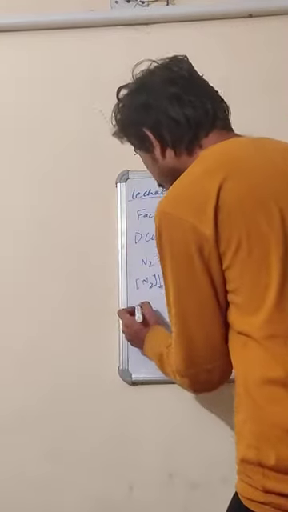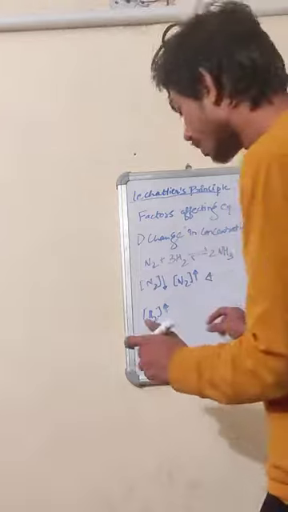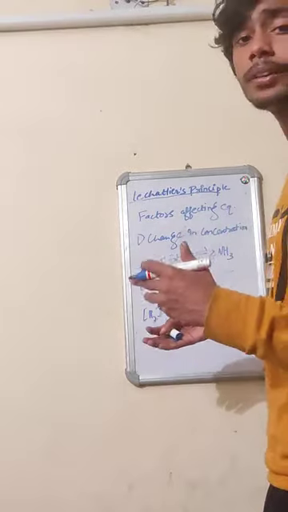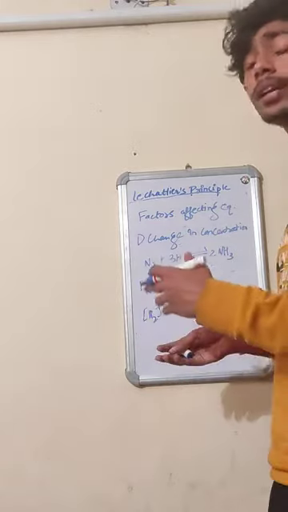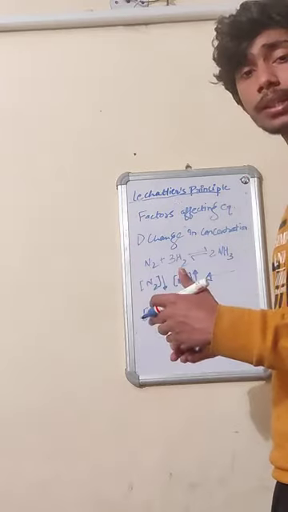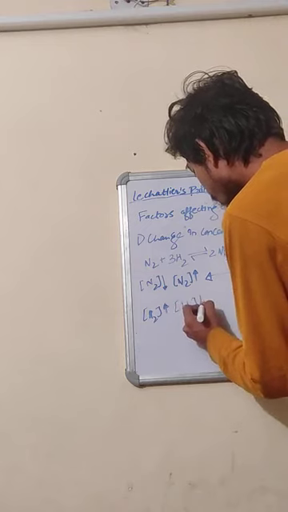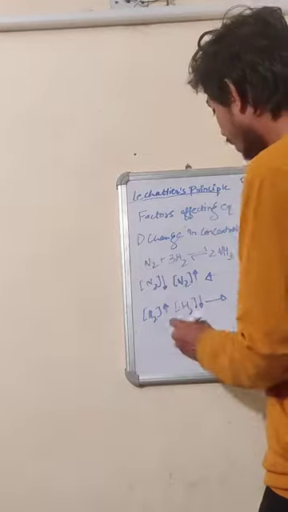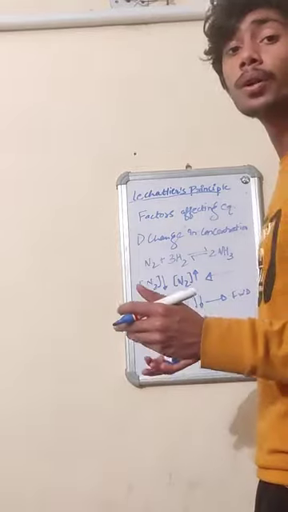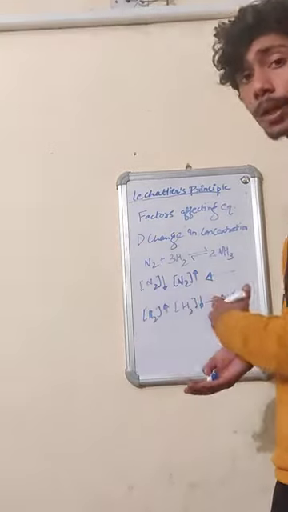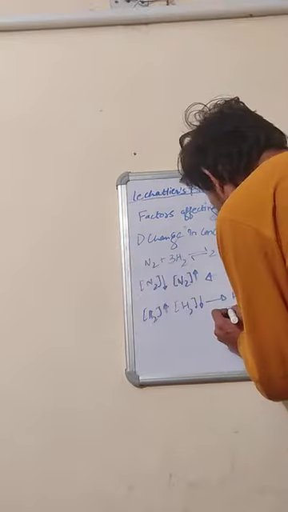Let's see what happens if we increase the concentration of H2. This is the change made. When the equilibrium tries to undo the change, as we have increased the concentration of H2, the equilibrium will try to reduce the concentration of H2. So it will move in the forward direction, so that more and more hydrogen will be used.